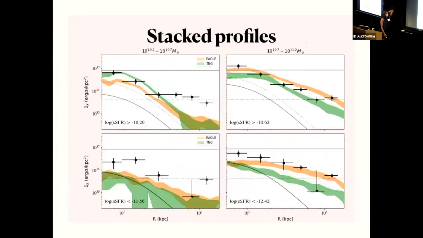Now, last thing, and this is honestly my favorite part about this paper. This is the thing that actually hasn't been done before, which is you have a surface brightness profile of the hot CGM for the first time, and you can compare this to your simulations. So first, you have just the raw observations shown here in black. As before, TNG predictions are shown in green and Eagle is orange.